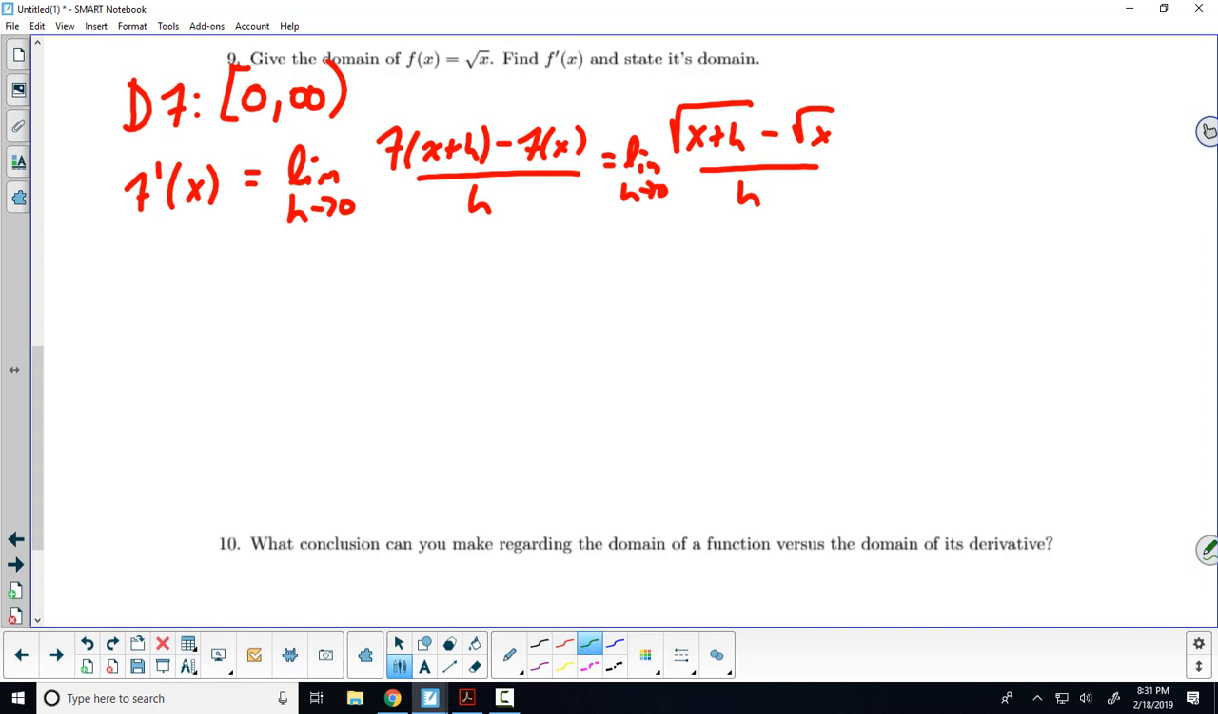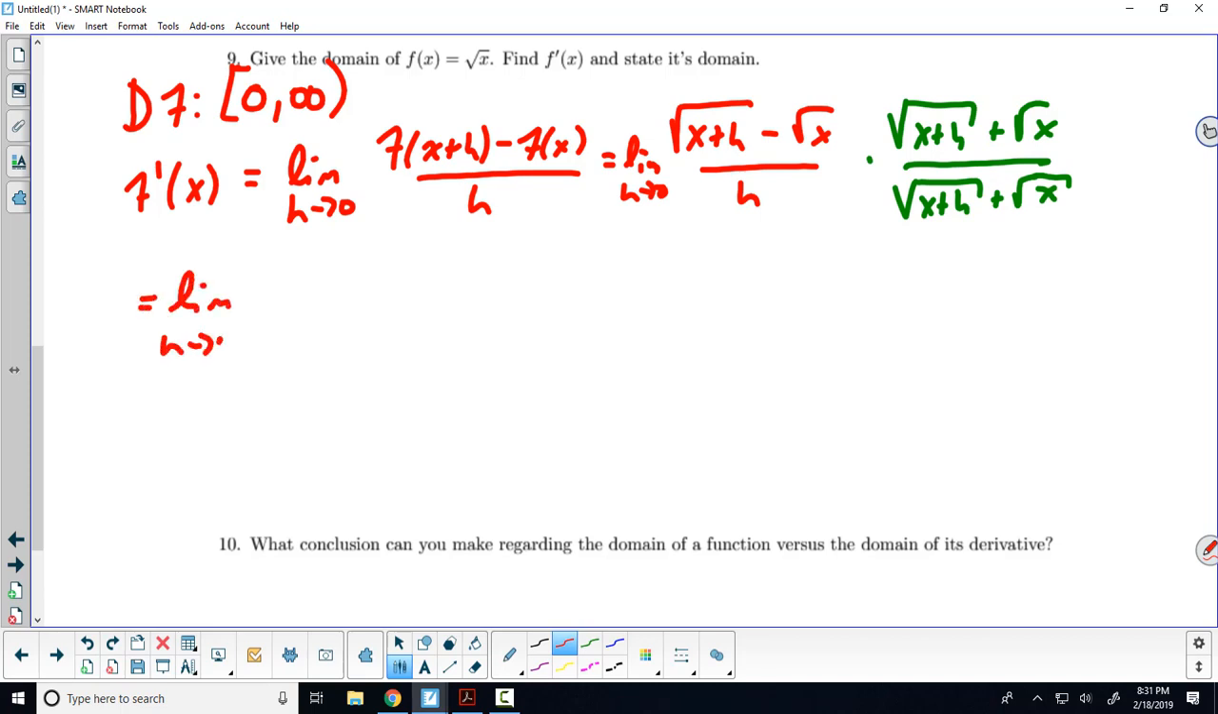Now let's go ahead and try our square root technique. So let's multiply this by the square root of x plus h plus the square root of x, all over the square root of x plus h plus the square root of x. This gives us the limit as h approaches 0 of x plus h minus x, all over h times radical x plus h plus radical x.